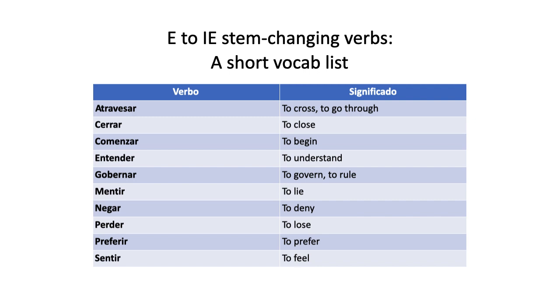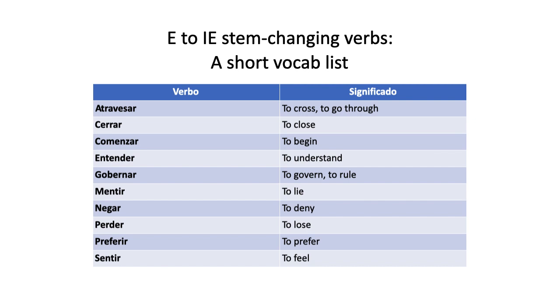Gobernar means to govern or to rule. Mentir, we just did, also means to lie. Negar means to deny. So yo niego means I deny. Perder means to lose. Preferir means to prefer. Sentir, a very, very, very important verb, to feel, particularly for Spanish speakers, right? That is the topic of the day.